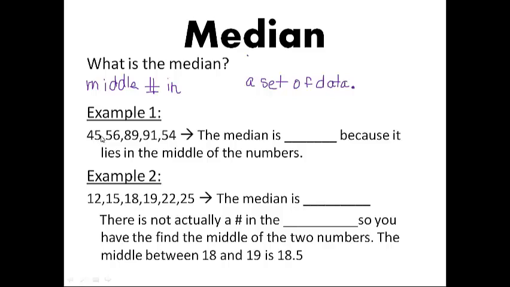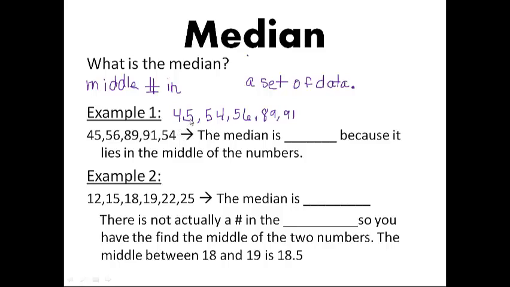When you read them out loud, you can see it doesn't really sound right because the 54 is not in the correct place. Just like stem and leaf plots, you need to make sure that they're in numerical order from least to greatest. So let's order them so that we can get the correct median. 45 comes first, then 54, then 56, 89, and 91. Now we have our list in numerical order.